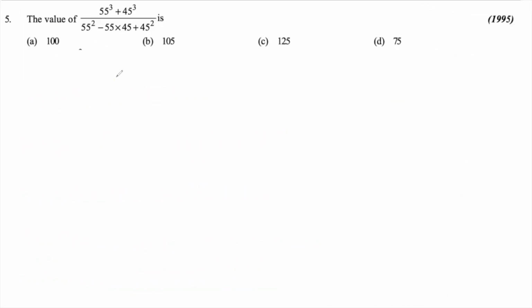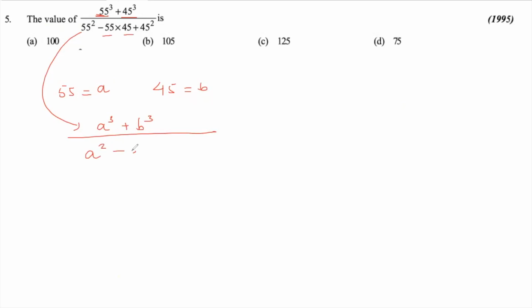All right, another simple one. What I will do is, in this expression, I will substitute 55 as A and I will substitute 45 as B. So the expression would now become A cube plus B cube, right? 55 we are putting as A, so 55 cube will be A cube, and 45 we are putting as B, so 45 cube will be B cube, divided by 55 square, which will be A square in the denominator, minus 55 into 45, which is A into B in the denominator, plus 45 square, which will be B square in the denominator.